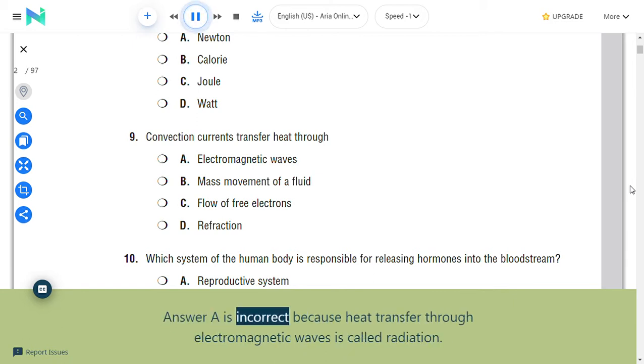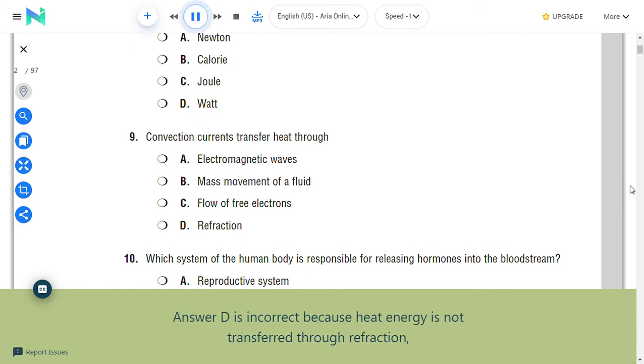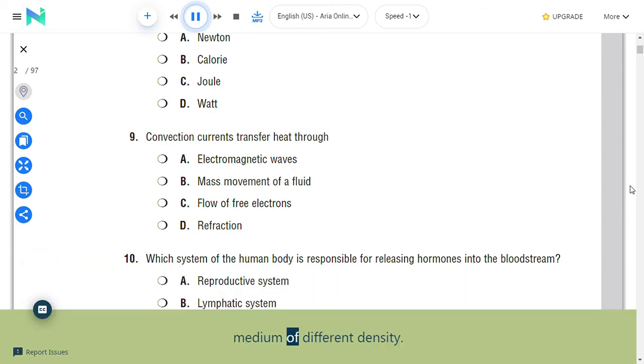Answer A is incorrect because heat transfer through electromagnetic waves is called radiation. Answer C is incorrect because the flow of free electrons is how heat is transferred by conduction. Answer D is incorrect because heat energy is not transferred through refraction, which is a phenomenon occurring when a wave, such as light, bends as it changes speed passing from one medium into another medium of different density.